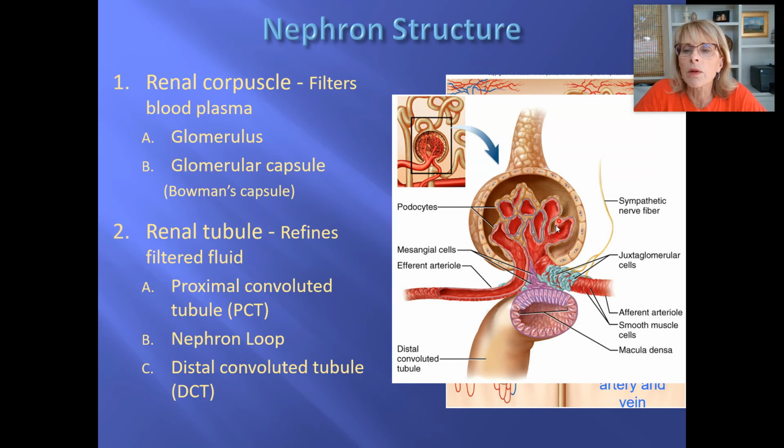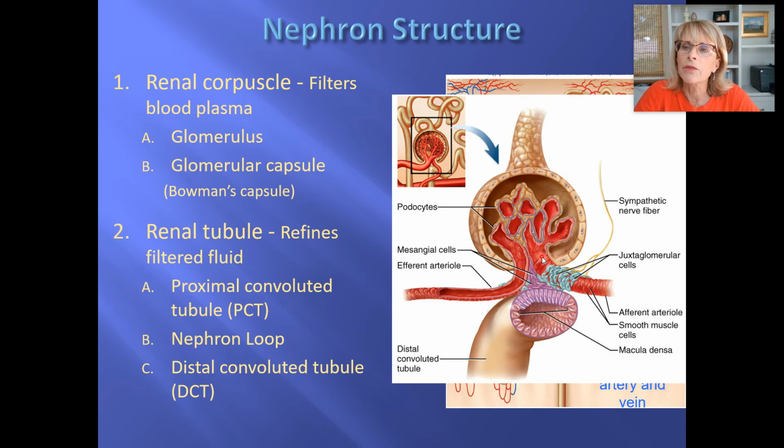The part of the bubblegum bubble that's here, still attached to the glomerulus, that is going to be the visceral layer of the glomerular capsule. The part that's out here is the parietal layer of the glomerular capsule. The glomerular capsule is also called Bowman's capsule.